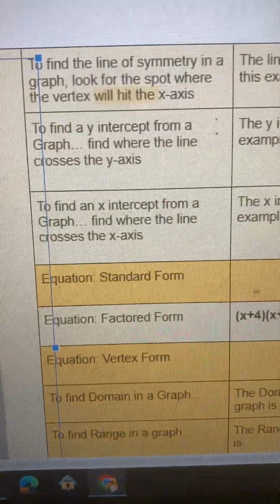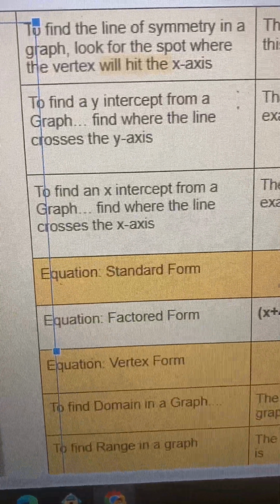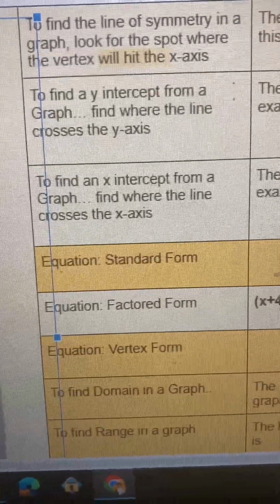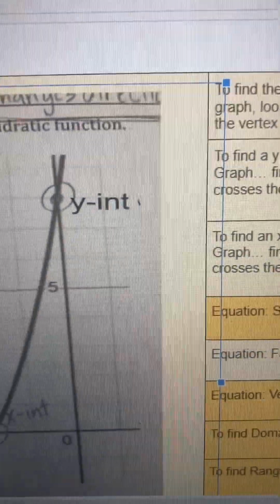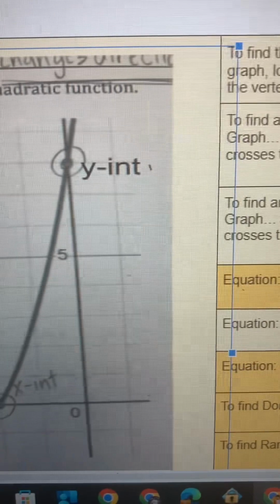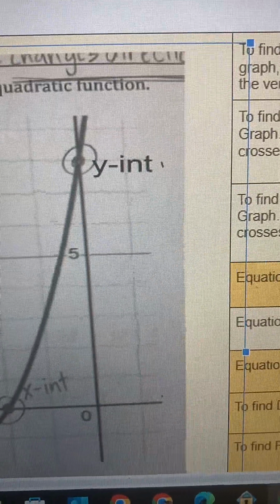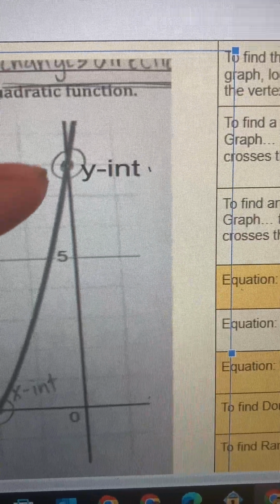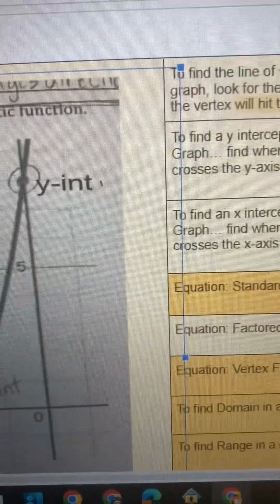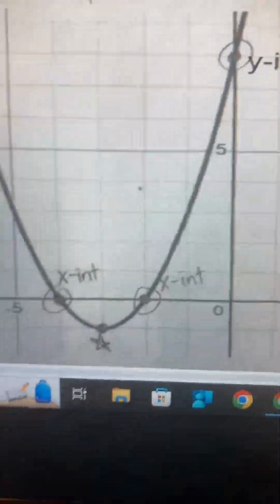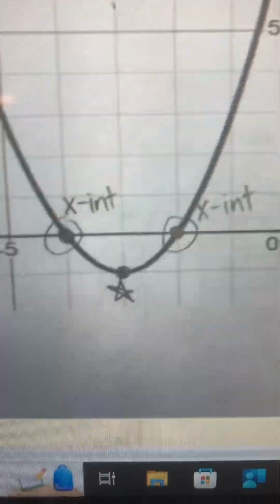Now, to find a y-intercept from a graph, you're going to want to find where the line crosses the y-axis. Basically, for your parabola, it's going to cross the x and the y-axis. Wherever it crosses the y-axis, you find your y-intercept. As you can see, I have circled my y-intercept because that is where my parabola crosses the y-axis. Now, in this example, the point where my parabola hits the y-axis would be 8.